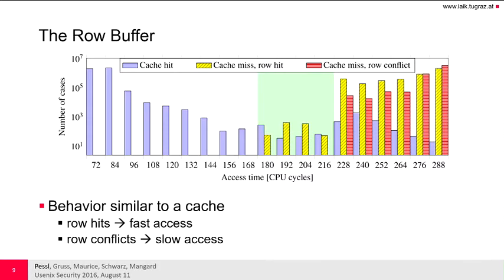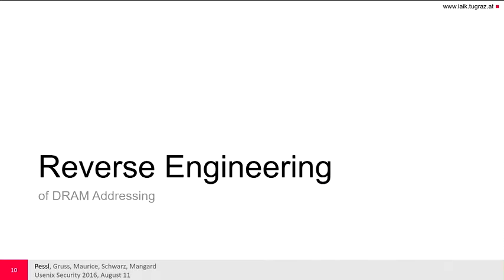So the row buffer behaves like a cache. Well, then let's exploit it like a cache. First we need to find out how physical addresses map to DRAM channels, ranks, and banks. Because only if two addresses are in the same bank, then they also have a shared row buffer. Thus, we need to reverse engineer the DRAM addressing.